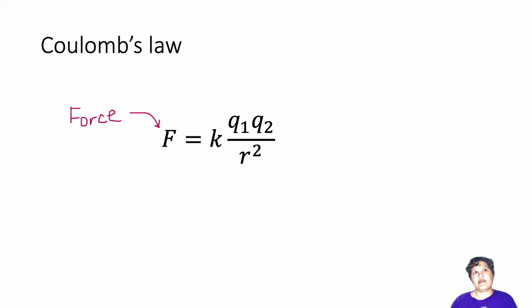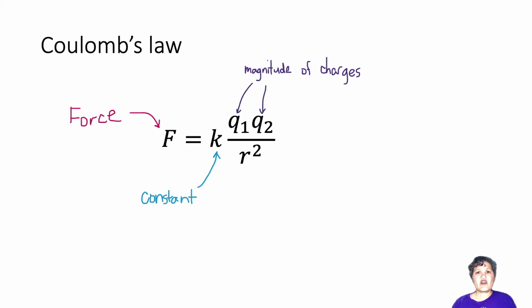This F here stands for force. This K is a constant. We're not going to worry about that because it never changes, and unless you're actually calculating, that doesn't really make much of a difference. These two things here are the magnitude of the charges. In other words, how strongly charged are they?